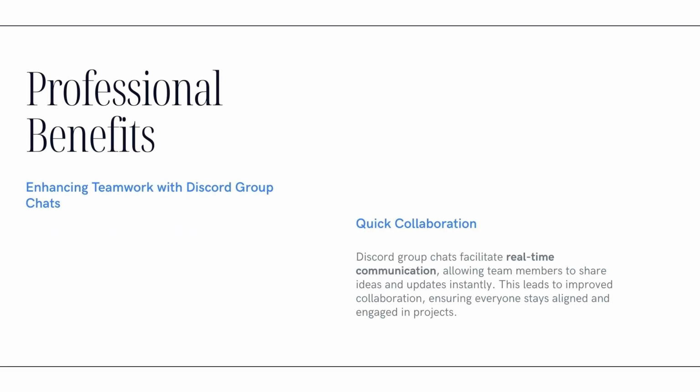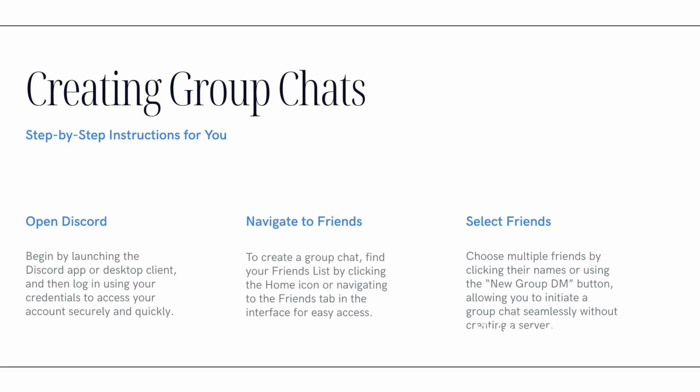A new window will pop up. Here you can start typing the usernames of the friends you want to add to the group. Select each person from the list that appears. You can add multiple friends this way. Once you have selected everyone, click the create group DM button at the bottom.